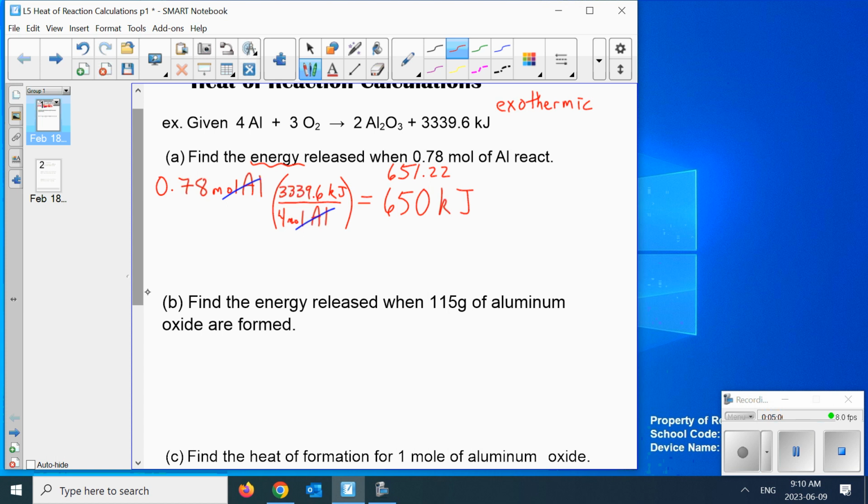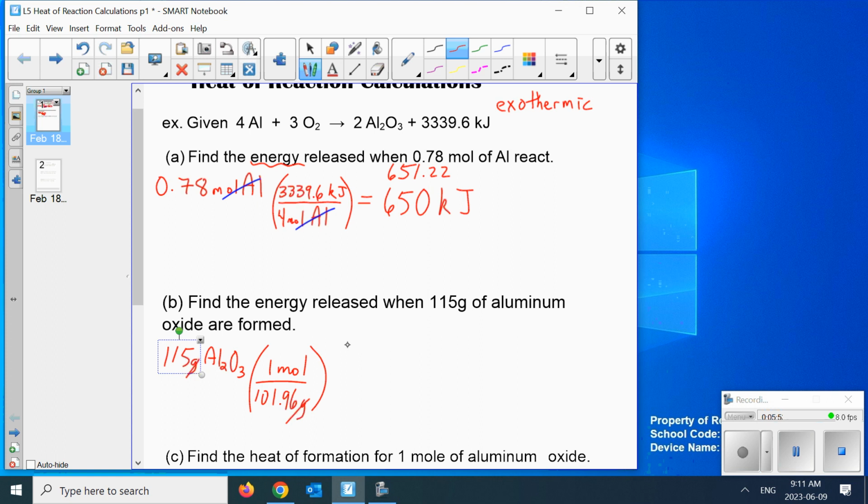Okay. Find the energy released. Now this one's in grams. 115 grams of aluminum oxide, Al2O3. If you don't have moles, you've got to get moles. And we don't have moles. I have the molar mass up here, 101.96, because we know this. We've had this skill from our previous year. Now we have moles of aluminum oxide to work in the park.